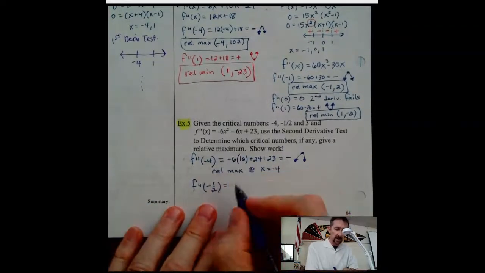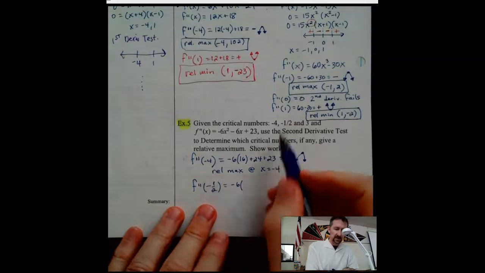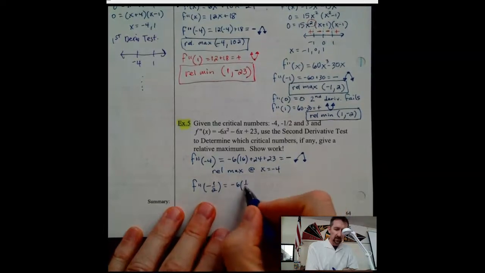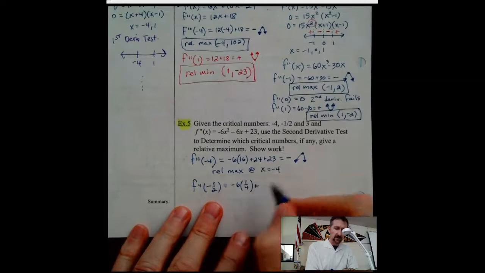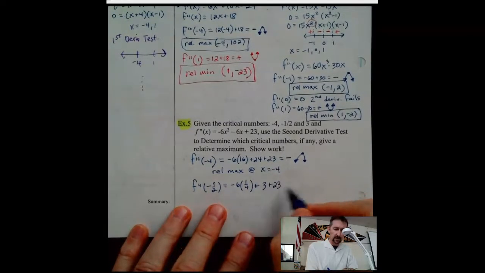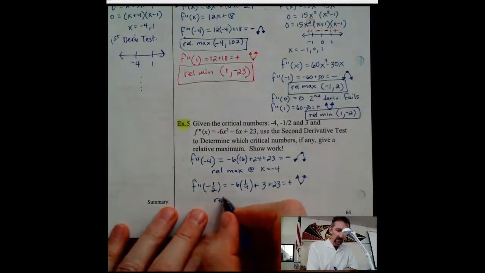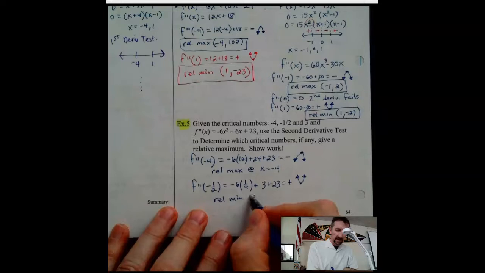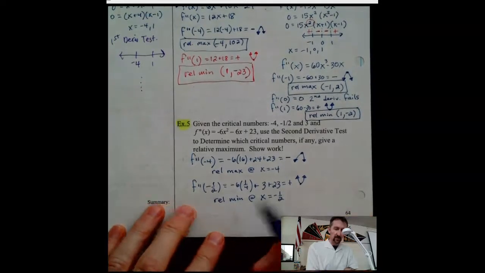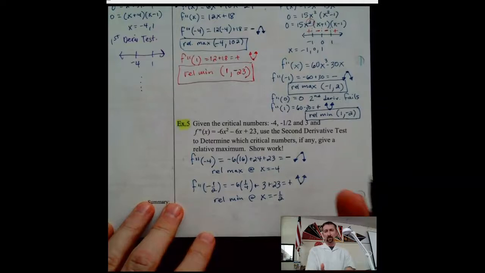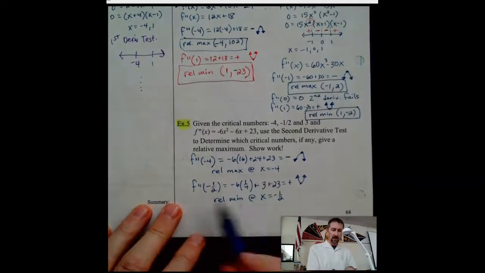So negative 1/2, so that's going to be negative 6. Negative 1/2 squared is going to be 1/4. Negative times negative is positive. Half of 6 is 3, and then plus 23. So that's positive. So it's concave up. That's a minimum. So we have a relative minimum at x equals negative 1/2. And we don't even have the original function, so we can't find out what the minimum is with this information.